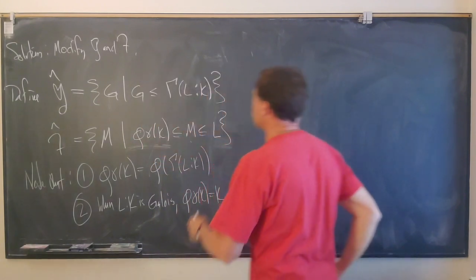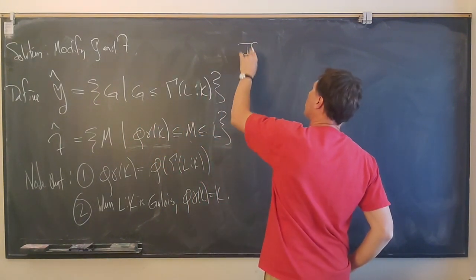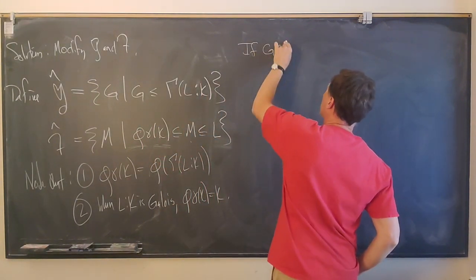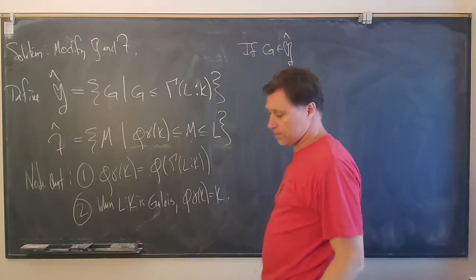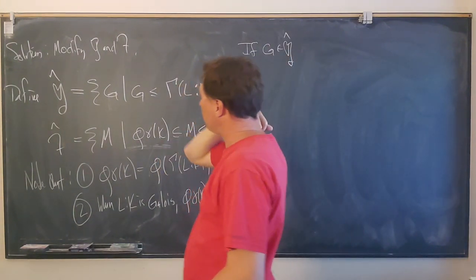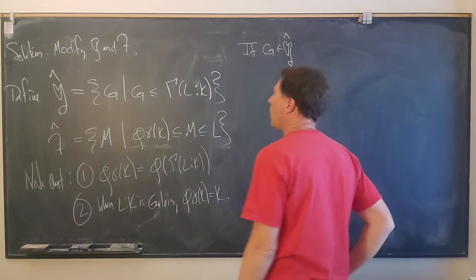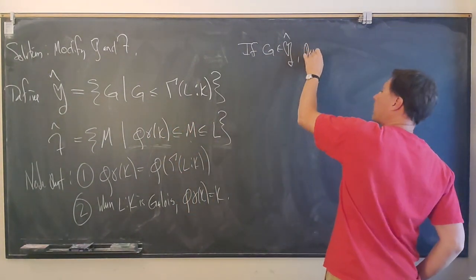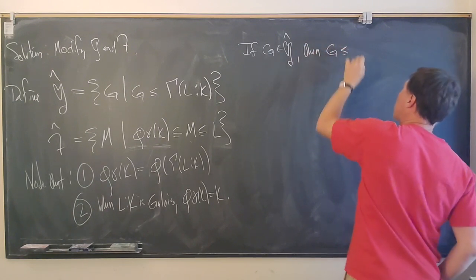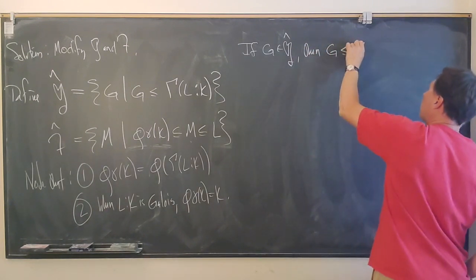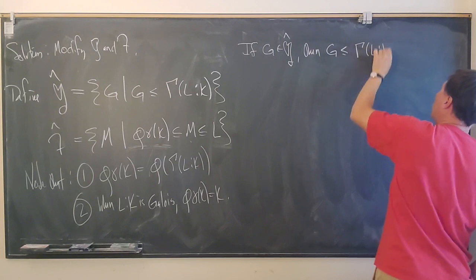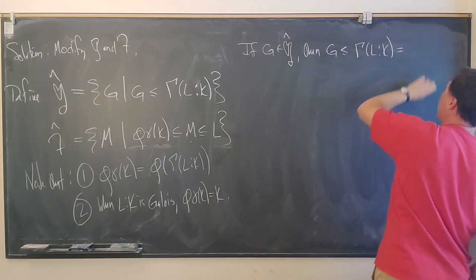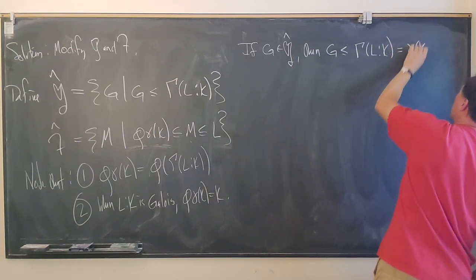Okay, so first, if we take G in script G, what does that mean? It means that G is a subgroup, right? So let's say G is a subgroup of Gamma of L over K, which, by the way, is just Gamma of K.